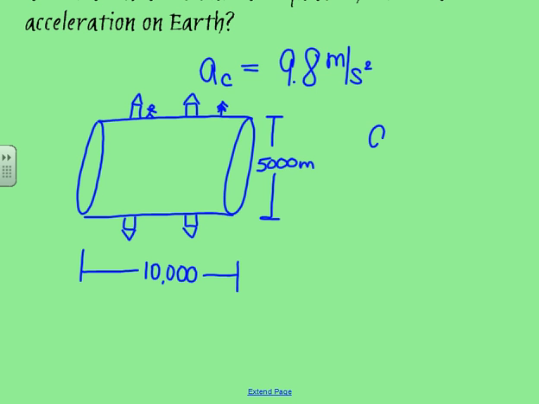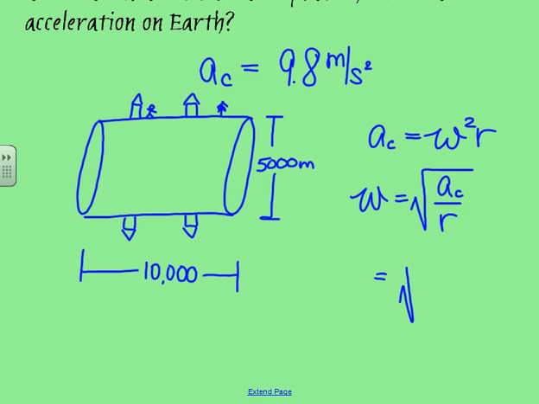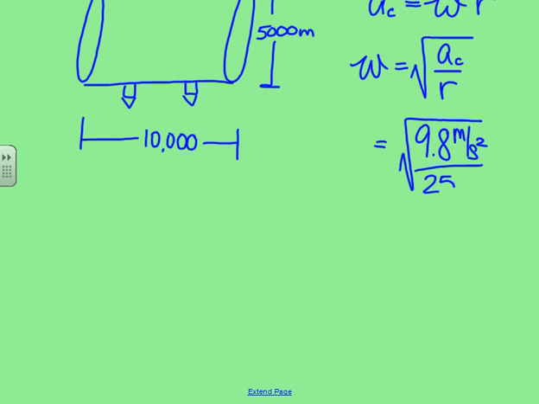Because it asked me what angular speed, I'm going to use the equation that centripetal acceleration is angular speed squared times radius. That means that the angular speed is the square root of centripetal acceleration divided by radius. So that means we have the square root of 9.8 meters per second squared divided by the radius, which is not 5,000 meters, that's the diameter. We need half of that, or 2,500 meters.